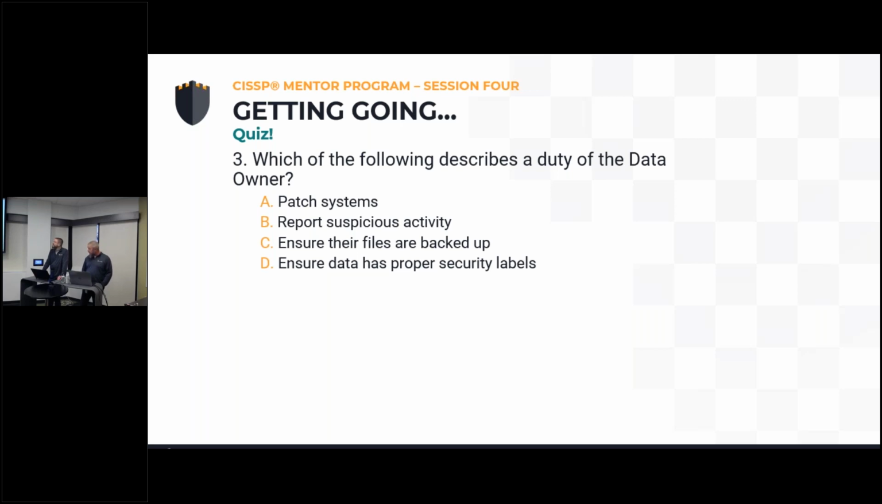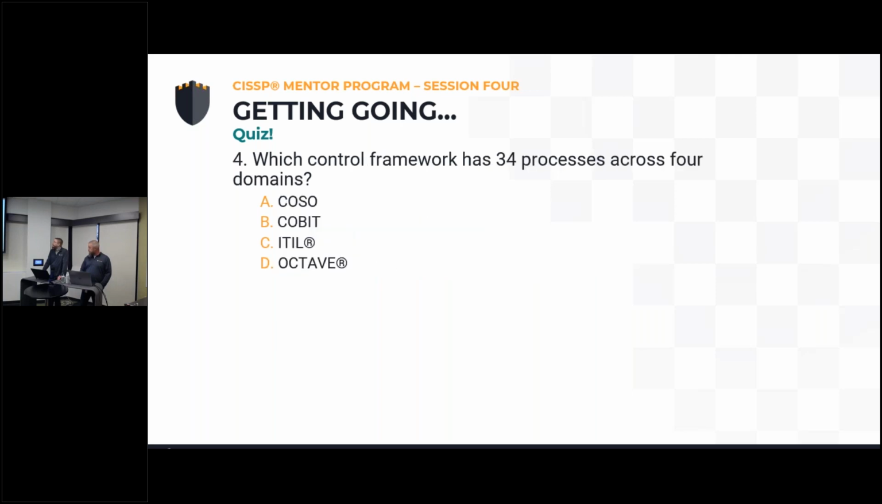Ensure their files are backed up, or ensure data has proper security labels. Either one of those could potentially fit, right? So it's going to be which one fits best. What do you guys think? D? Yeah, I agree. Remember labels and clearances, right? Labels, clearances, subjects, objects, how those things fit together.